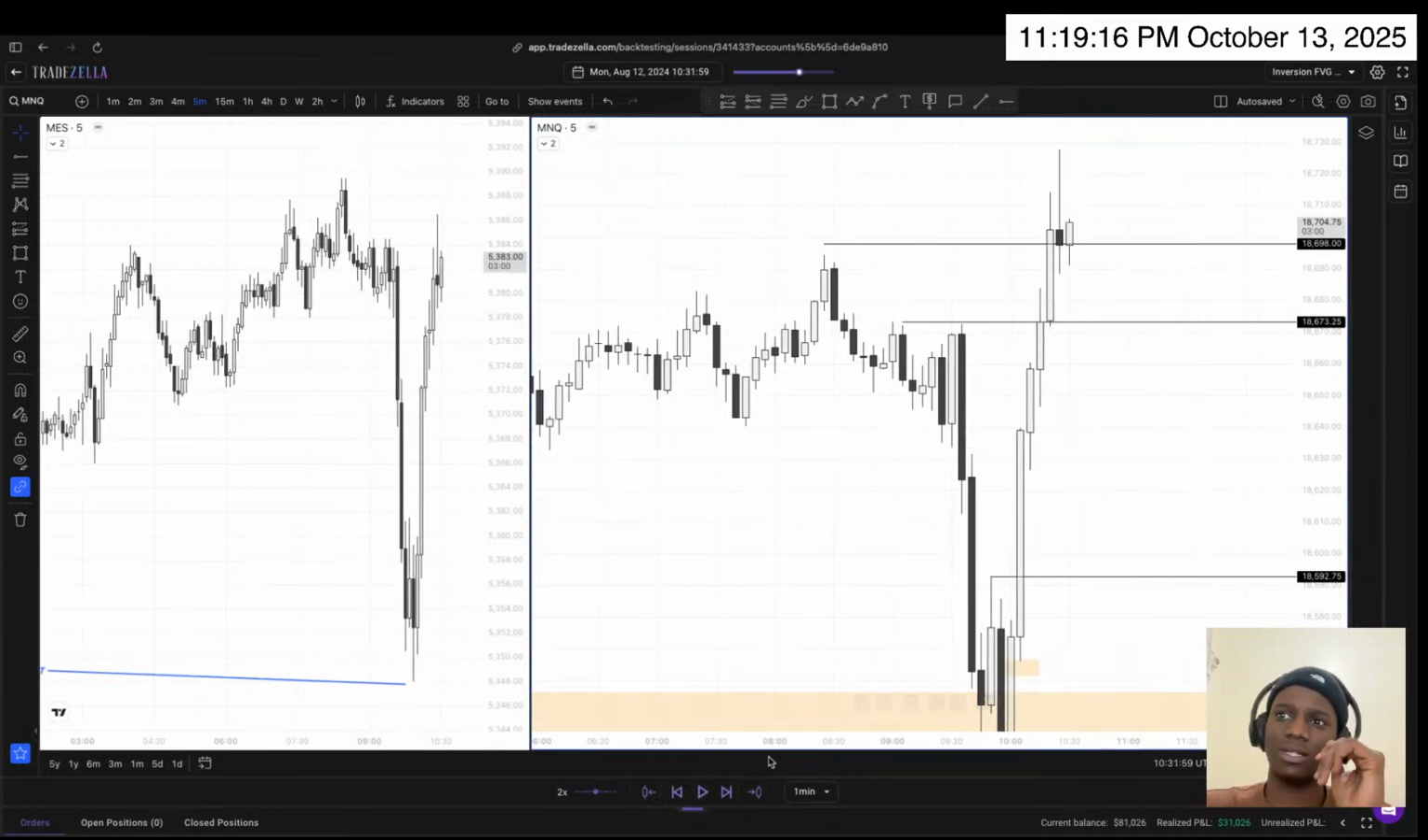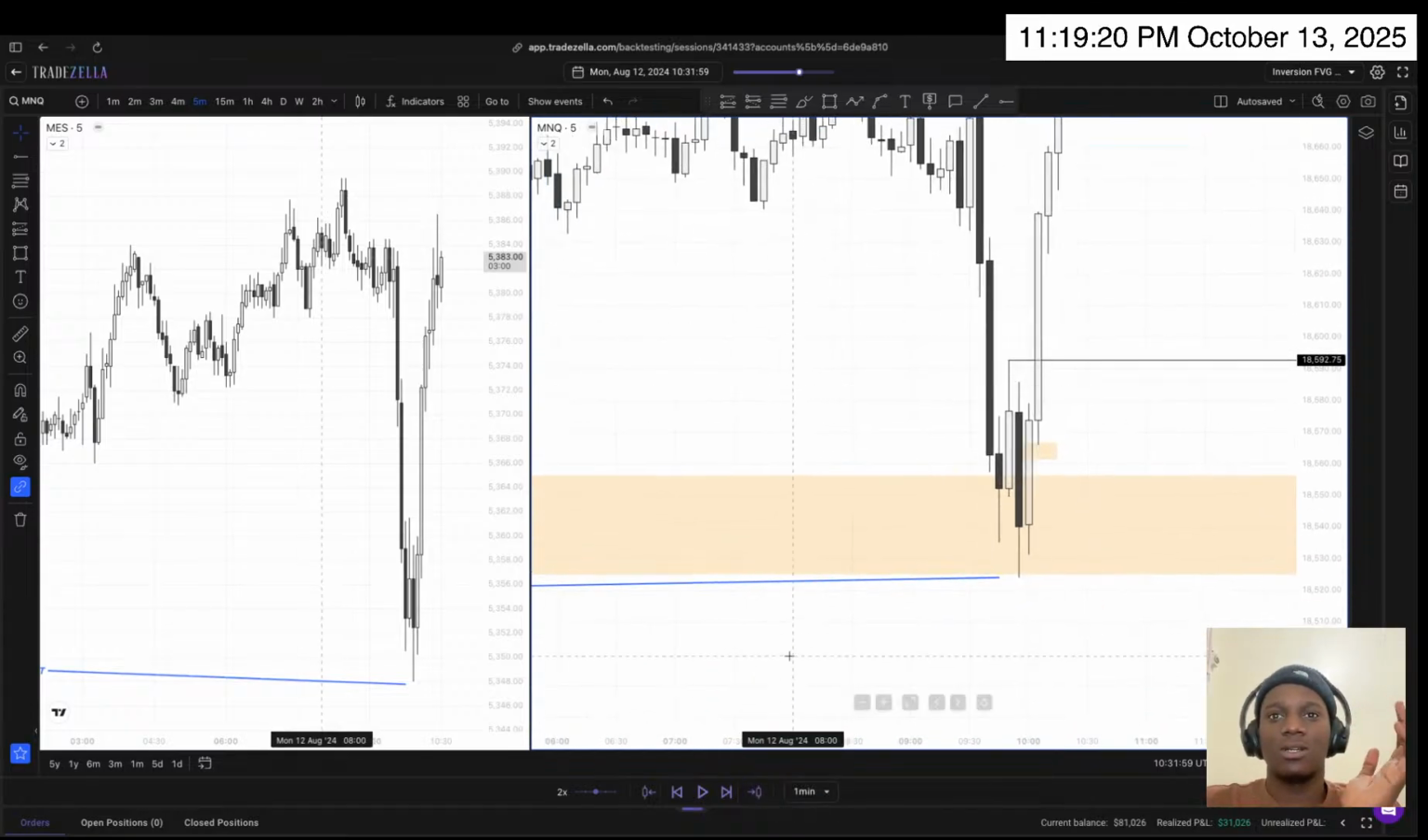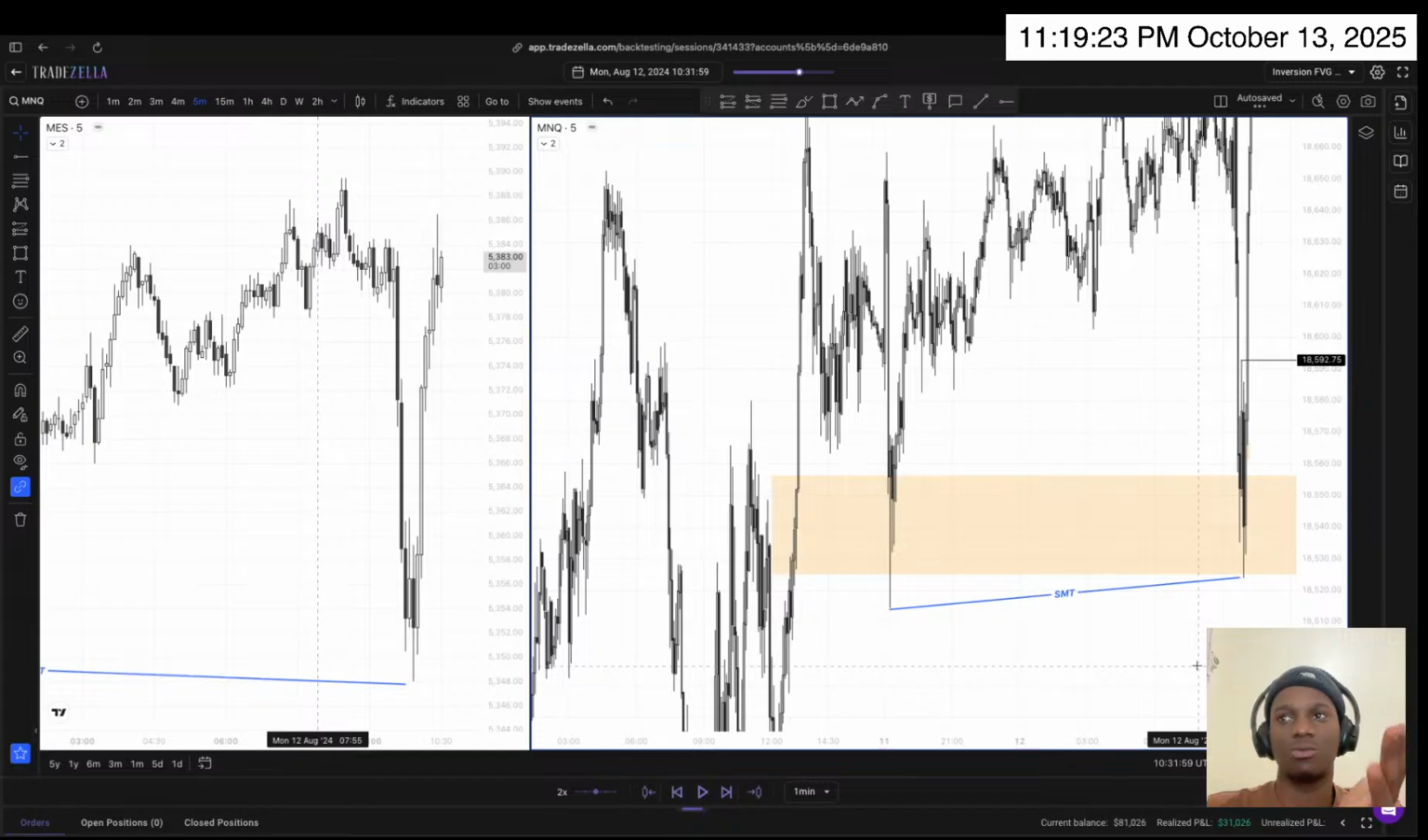But that was that. We've got what we called from the markets. So I think things are pretty clear. Sweep, SMT, POI, inversion.